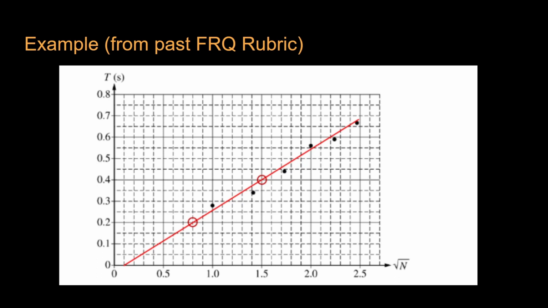Here's a past example of a plot that the College Board provided. Best fit line, and also notice they circled points that crossed at nice readable values that they used to get the slope. Notice that none of these data points are actually exactly on the line, so they didn't use any of them for the data.